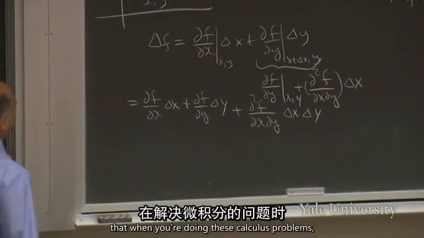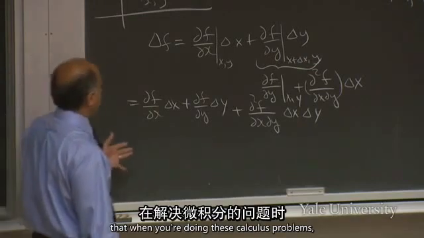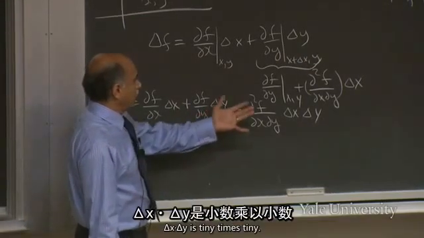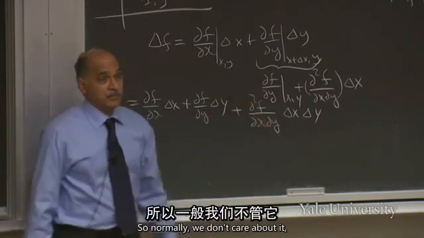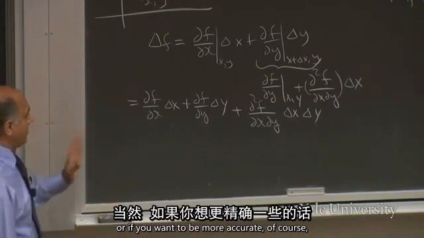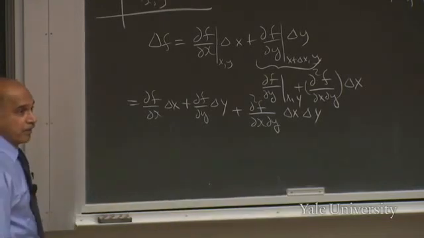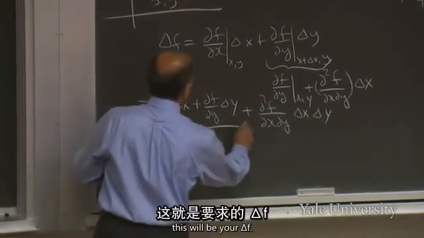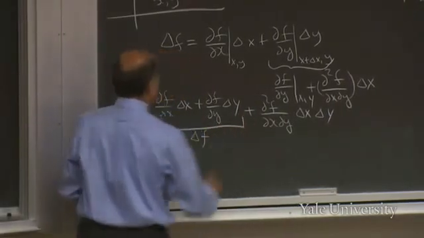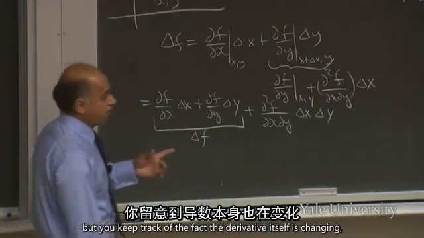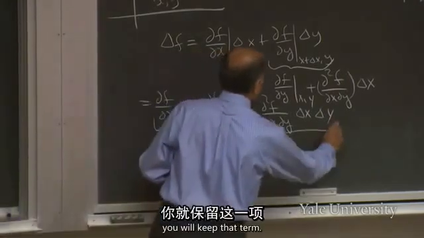Now you got to realize that when you're doing these calculus problems, delta x is a tiny number, delta y is a tiny number. Delta x, delta y is tiny times tiny. So normally we don't care about it. If you want to be more accurate, of course, you should keep that term. So in the first approximation, where you work to the first part of everything, this will be your delta f. But if you're a little more ambitious, where you keep track of the fact that the derivative itself is changing, you will keep that term.